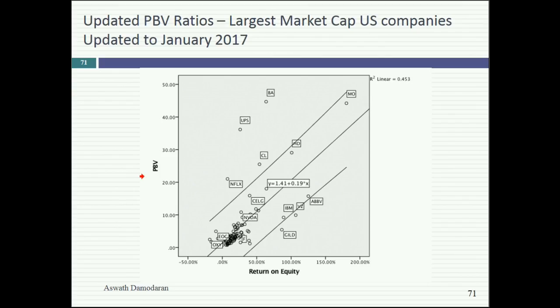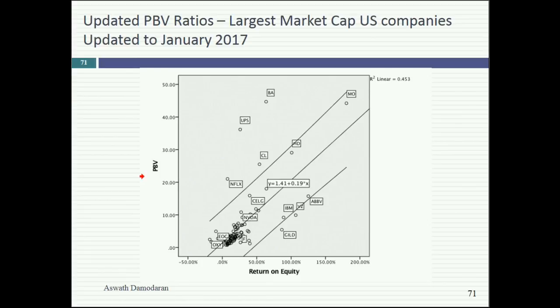So I updated this for January 2017. So basically the same thing I did in 2010. Let's see what looks cheap and what looks expensive again. So I fit them all in. Okay? There's my regression line. What does that mean? How would I read that regression? 1.41 plus 0.19 times return on equity, where X is your return on equity, Y is your price to book. Every 1% increase in my return on equity increases my price to book by 0.19.